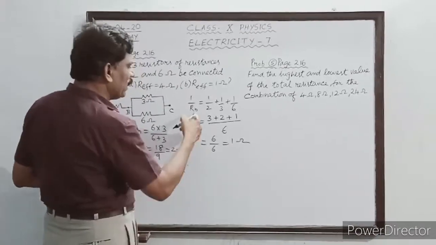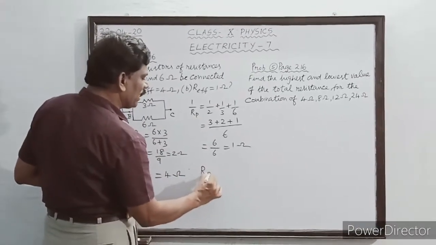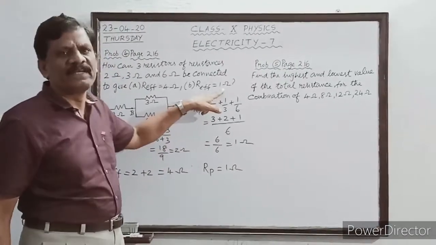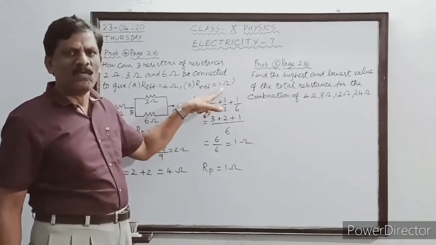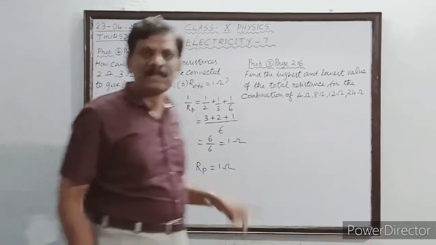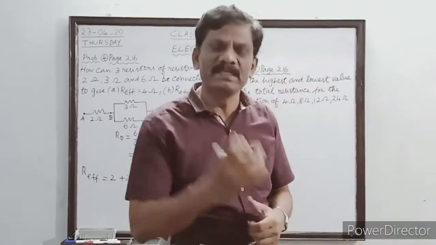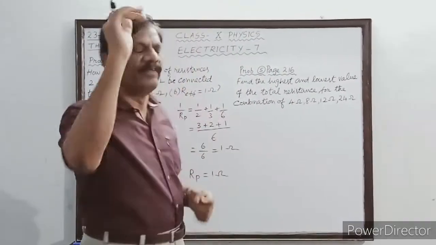And reciprocal of this is Rp. Therefore R parallel is equal to 1 ohm. So we have got the effective resistance is equal to 1 ohm in the second case. Have you all understood? Okay, good. Shall I proceed to the next problem? If any doubt, you can ask me. That's good. We will go to the next problem.